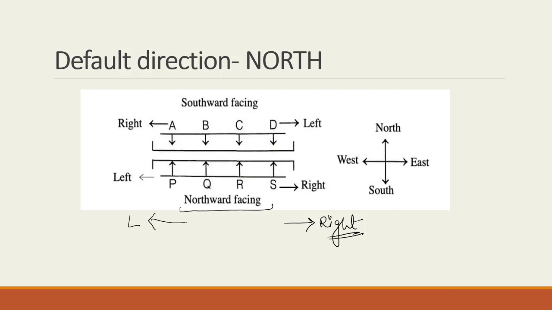Similarly, for east and west: if a person is facing east, the left would be up on the paper and right would be down on the paper. And for a west facing person, left would be down on the paper and right would be up on the paper. I'm sure these are a few things that we have already discussed when we were doing the chapter on directions. So this is very similar to that.